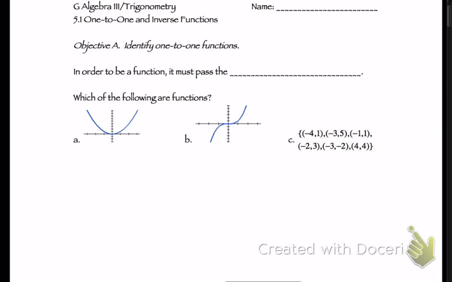Okay, so 5.1, one-to-one and inverse functions. This would be day number 2. In the day 2 video, you will see how to find inverses algebraically. Let's say we run into a situation where we're not sure how to find the inverse just by simply doing the opposite. Well, if we're not sure, then what we can do is solve it algebraically, and that's what we're going to do today.